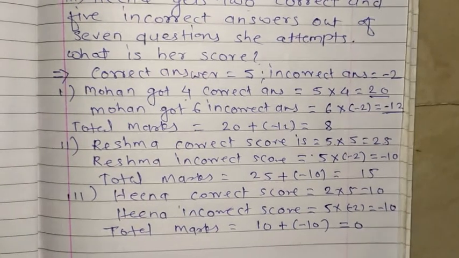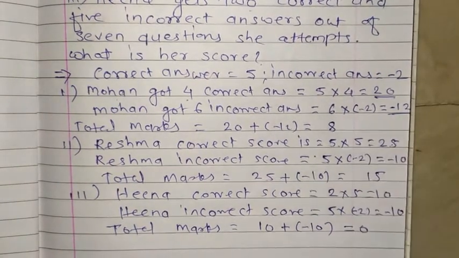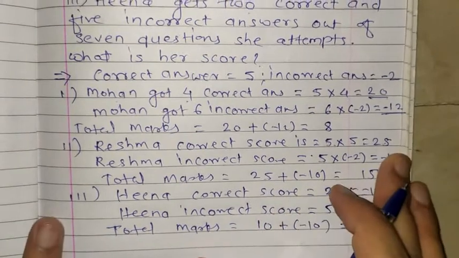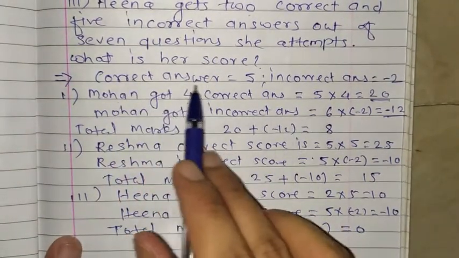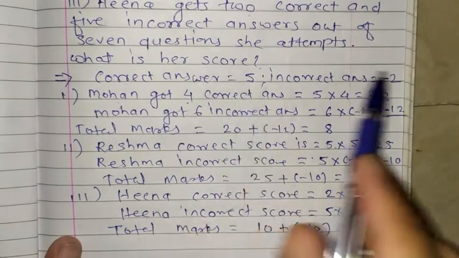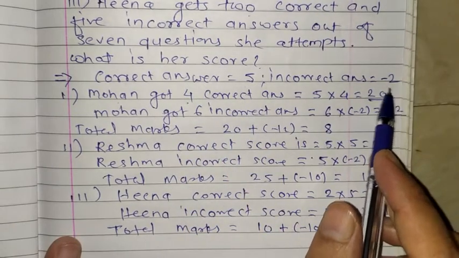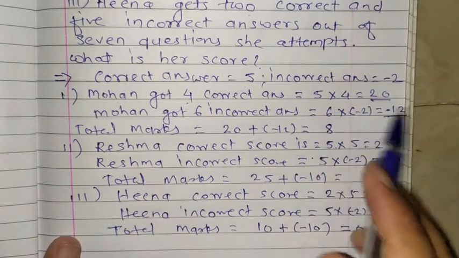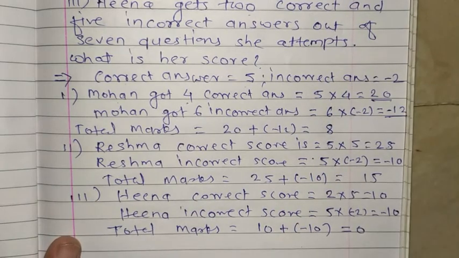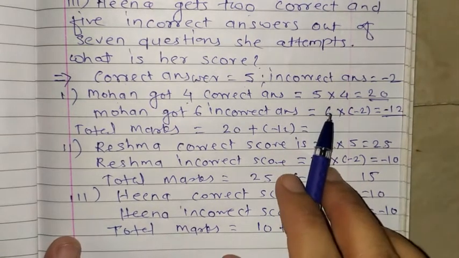So this question number 7 is quite easy. The important information here: first you find the correct answer 5 marks, incorrect answer -2. Then according to that you have to do multiplication, because for attempting more questions, correct or incorrect, we will get the bigger number, so you have to do multiplication here.